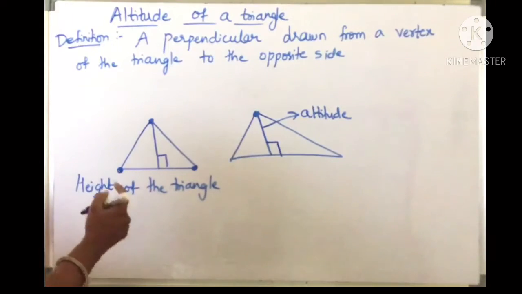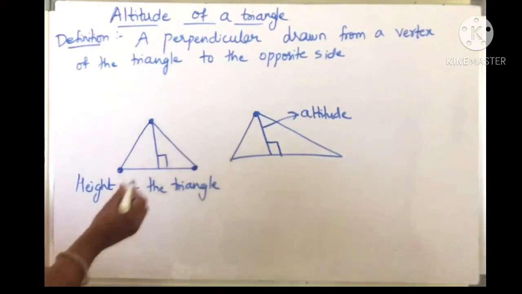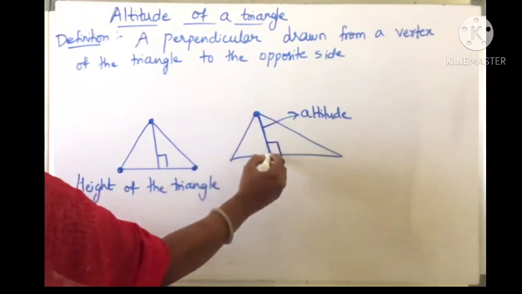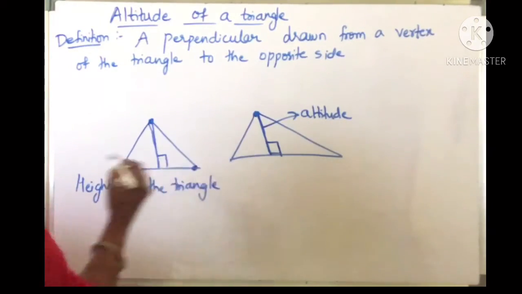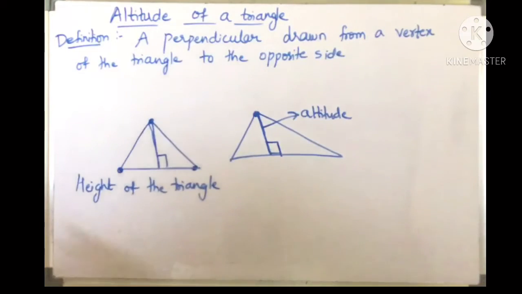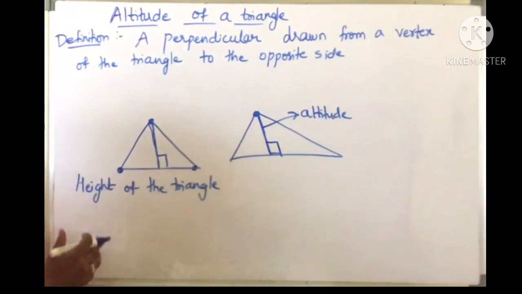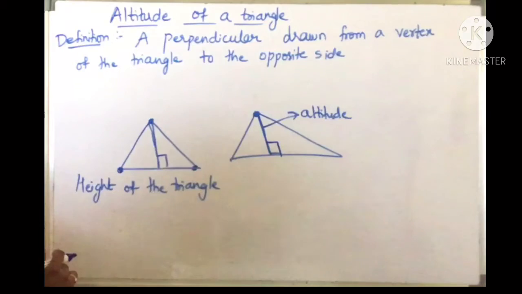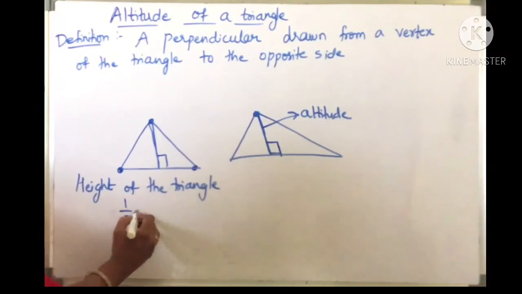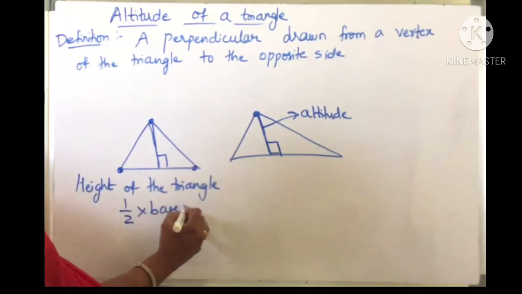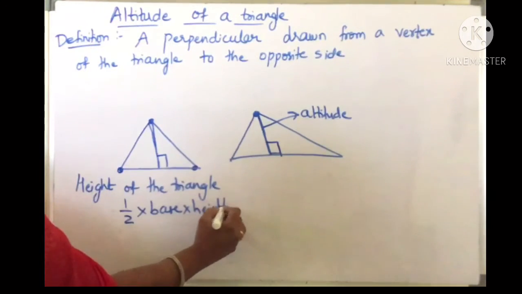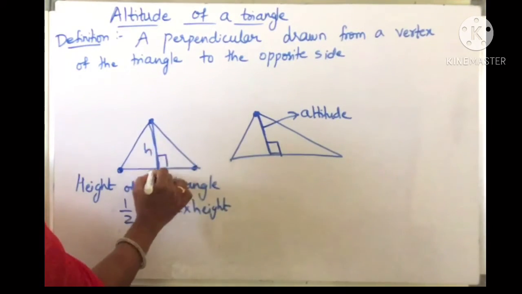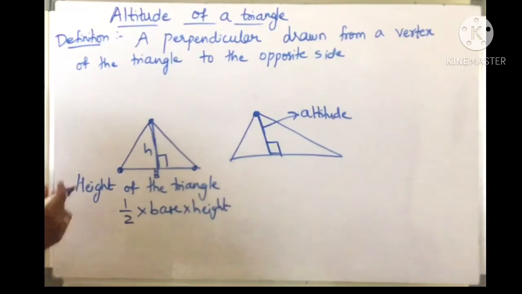The altitude makes a right angle triangle with the base. If I say it is a right angle triangle, so it makes a right angle triangle with the base. Here the main use of this altitude is that it is used for area calculation. Means to find the area of a triangle, altitude is required. You know area of triangle formula, half into base into height. Here height is nothing but the altitude and this is base.